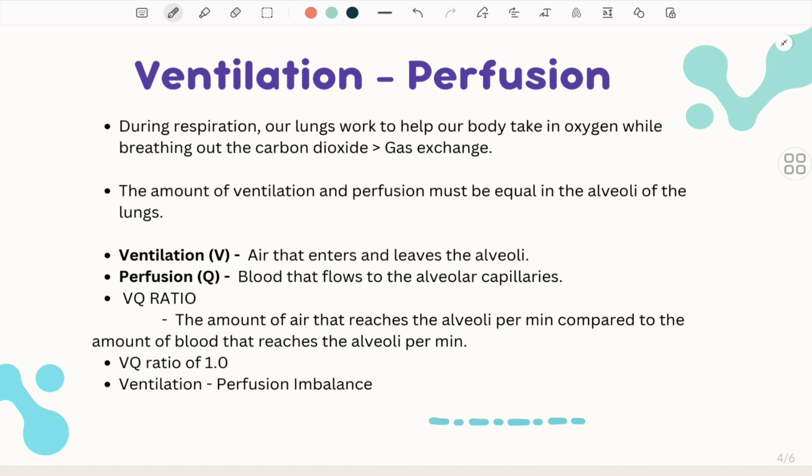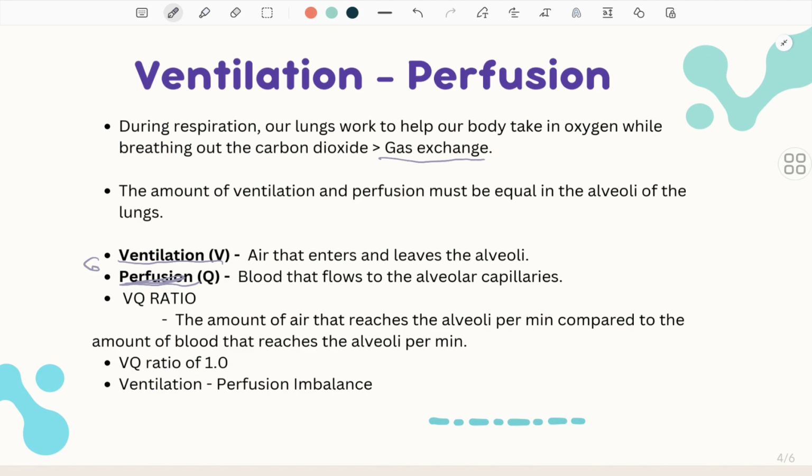So together we have the VQ ratio. The VQ ratio is the amount of air that reaches the alveoli per minute compared to the amount of blood that reaches the alveoli per minute. So going back to the gas exchange, for this to process properly, there must be a balance in the ventilation perfusion ratio, or the VQ ratio. That means that the ventilation here must match the amount of perfusion in the alveoli of our lungs.